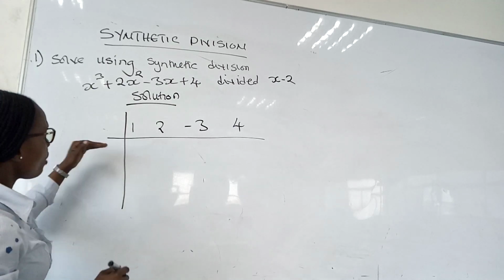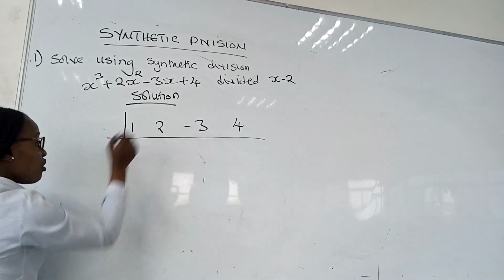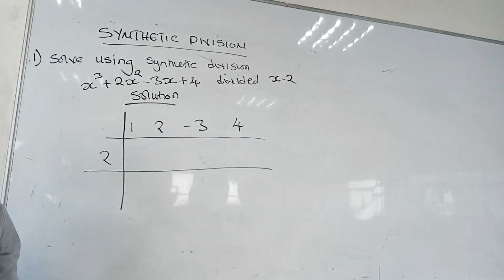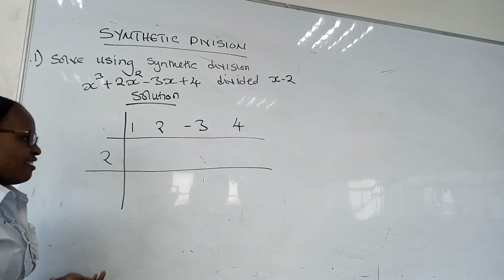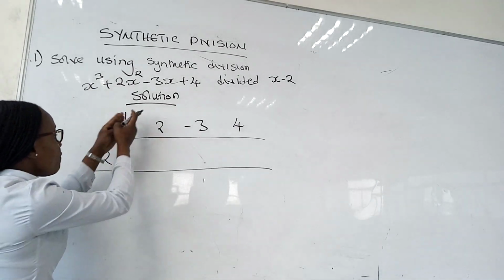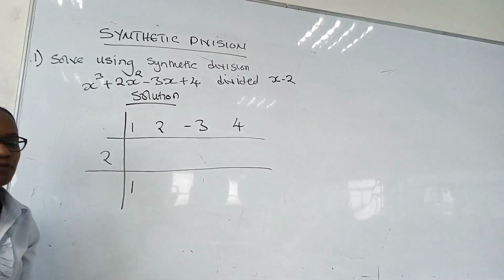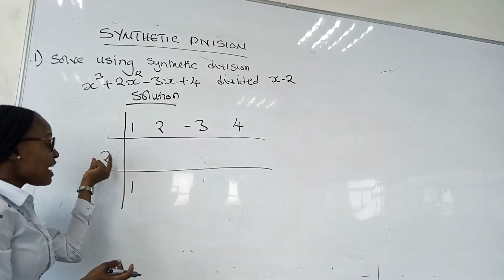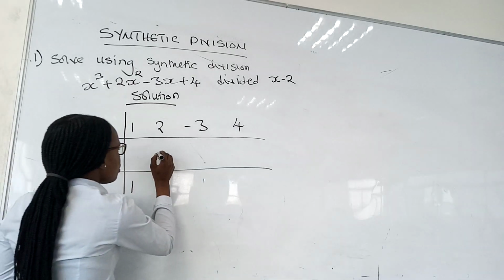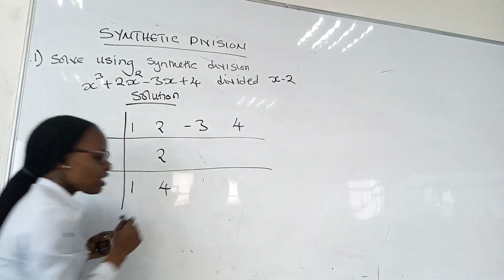Then from what we have, x minus 2 simply tells us that the value of x is 2. So we draw another line. With this method, it's simple for us to find. All we do is always drop the first value, the first coefficient that we have. We drop it as it is. After we've dropped it, we multiply it with this value of x that we have. So 2 multiplied by 1 gives us 2. Then 2 plus 2 gives us 4.